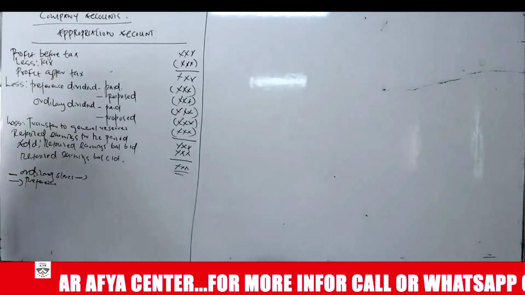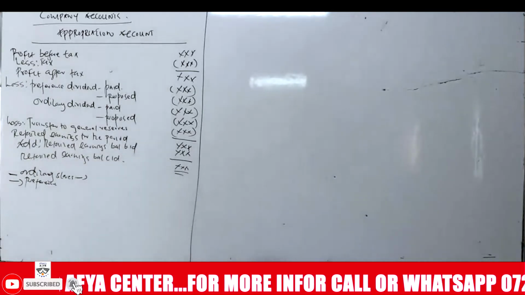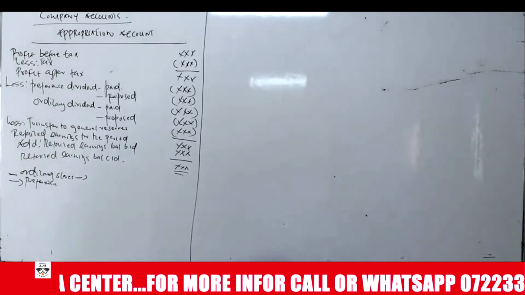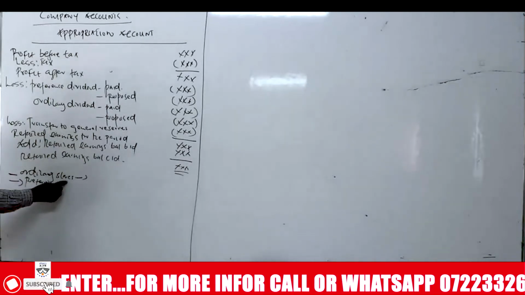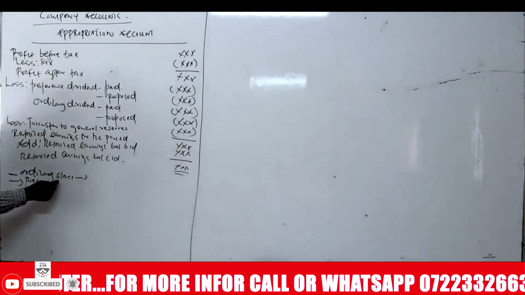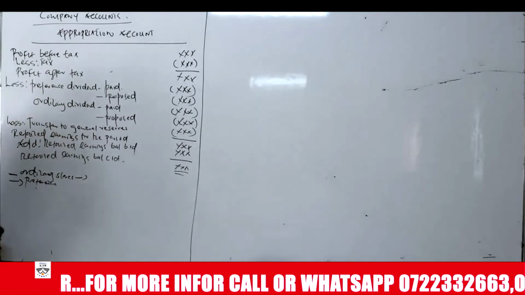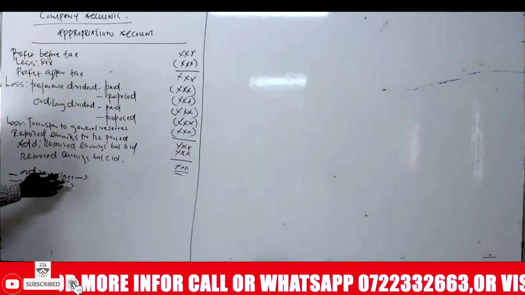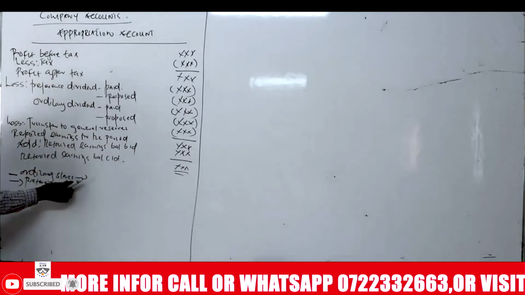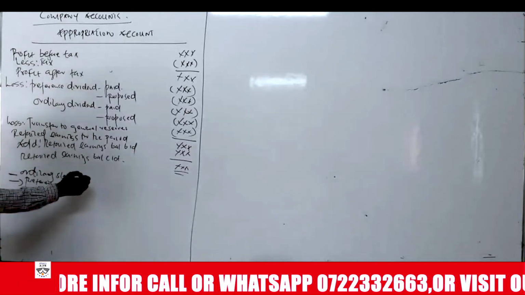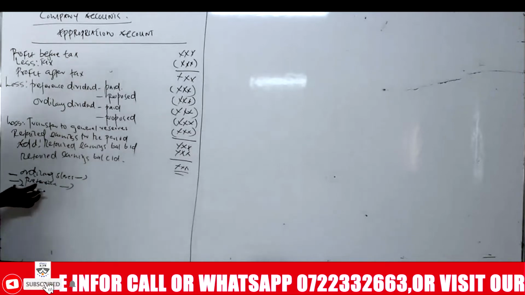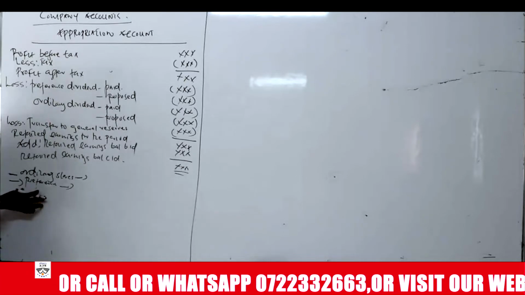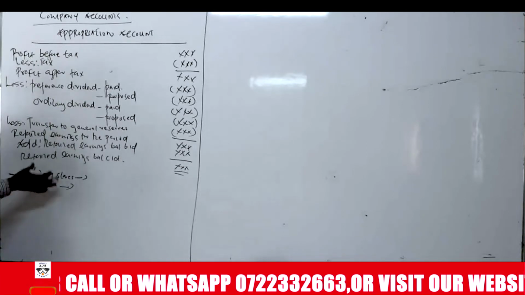Ordinary shareholders, we said, are those shareholders who hold shares that give them a right to vote in the company's meeting. And then they are paid part of the profit after the preference shareholders have been paid. Then those preference shareholders are those shareholders who are paid part of the profit before the ordinary shareholders are paid. So that is the difference. Both of them are shareholders in the company.